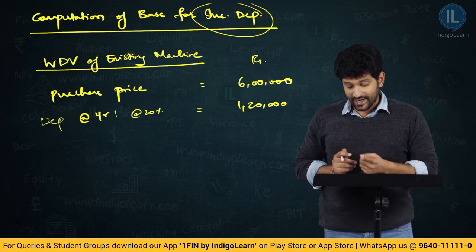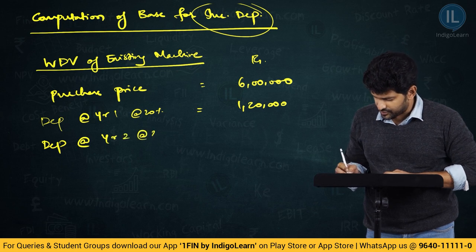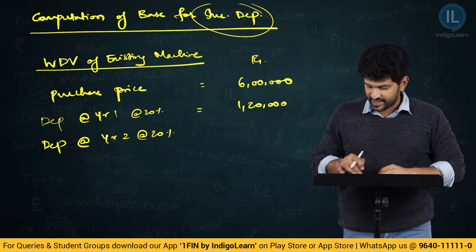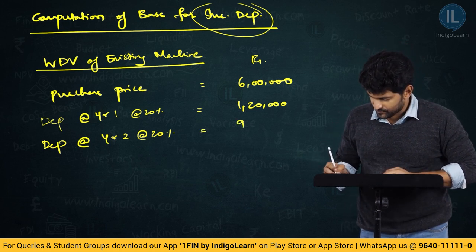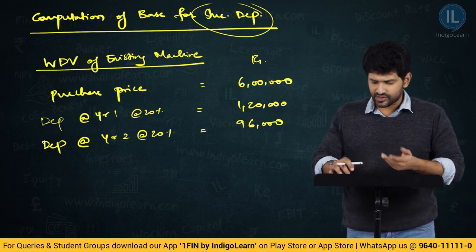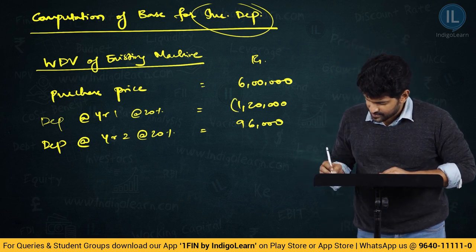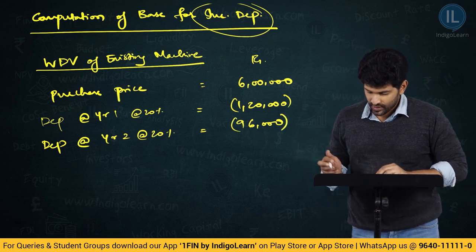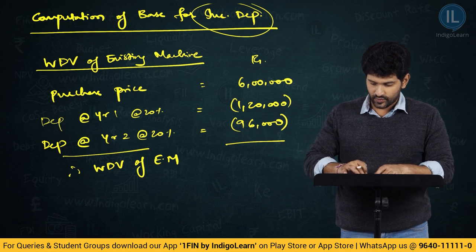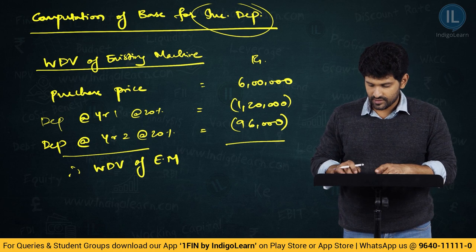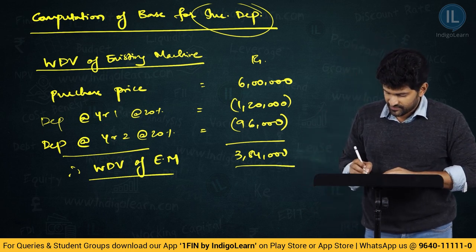1,20,000. Now, if 1,20,000 is the depreciation of year 1, what will be depreciation of year 2? Again at 20% only. Therefore, 6 lakh minus 1,20,000 is 4,80,000 into 20%, 96,000. Or 1,20,000 minus 20% will give the same answer, 96,000. Either way, conceptually and technically. Now, this will give us therefore WDV of existing machine. So 96,000 plus 1,20,000 is 2,16,000, 6 lakhs minus that is 3,84,000. This part is clear? Yes. We will call it as 1.